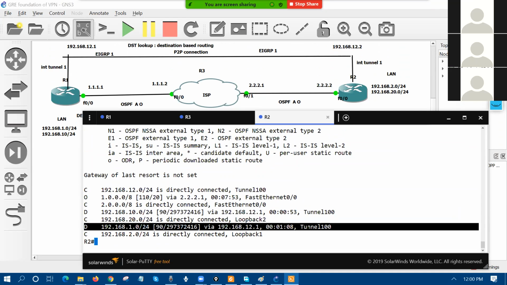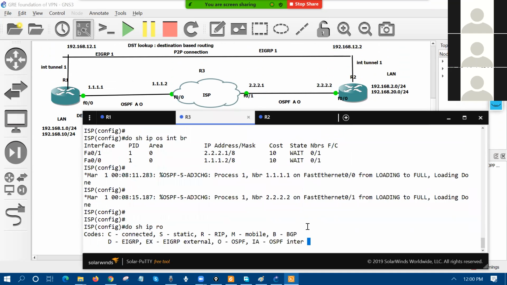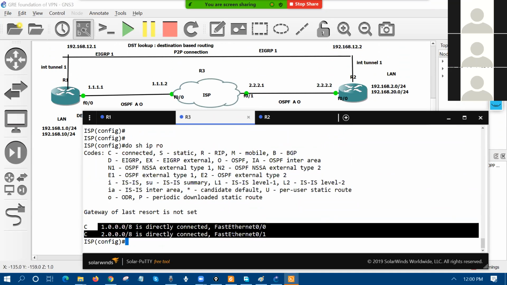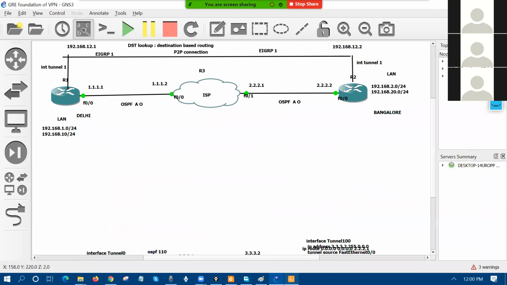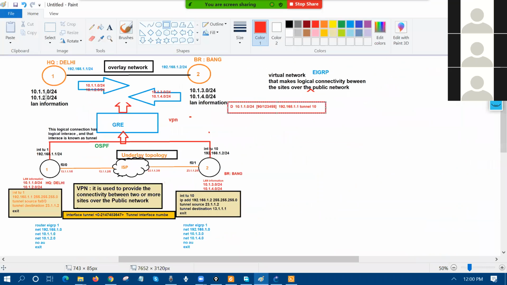So does R3, the ISP, have any route? See, the ISP does not have any idea of the customer route. In the ISP routing table, they don't have any information on the customer. We are exchanging all this information right now like this. So the ISP does not have any idea.